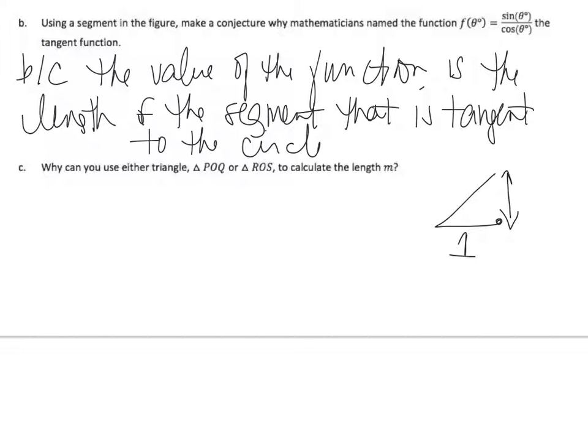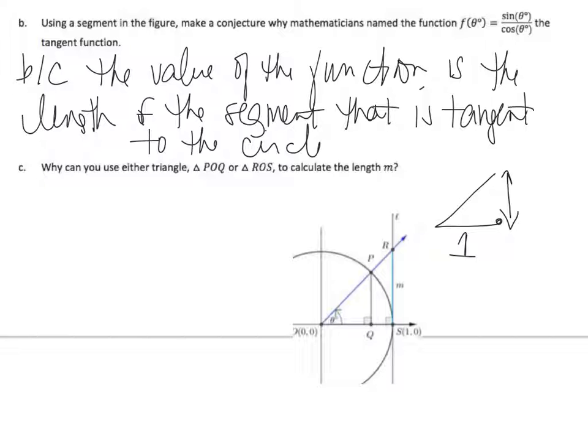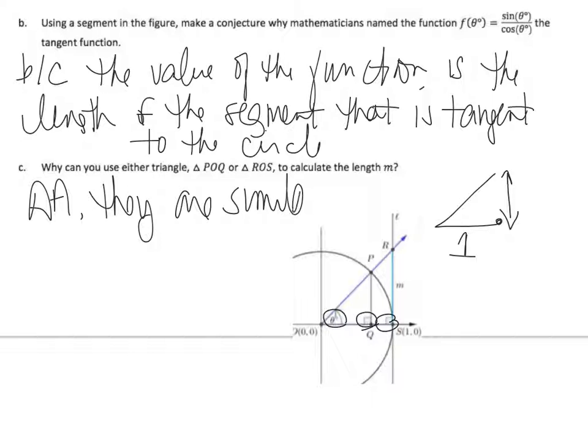Okay, hold on a sec. I needed a picture of my figure. Can you use either triangle, POQ or ROS, to calculate the length of M? Well, they're similar triangles. Because of angle, angle, I've got angle, angle, they are similar triangles. So the sides are proportional.